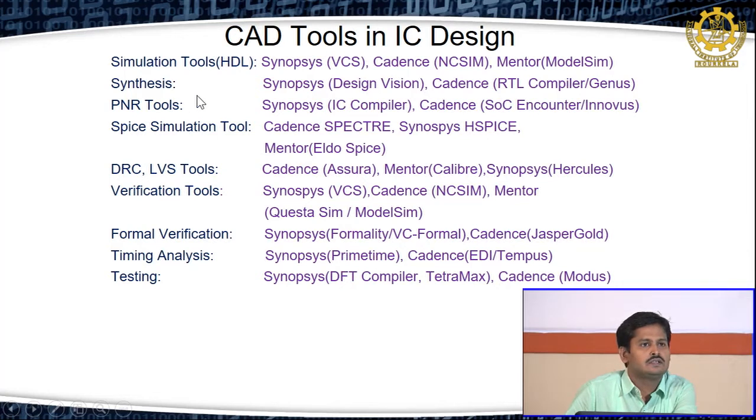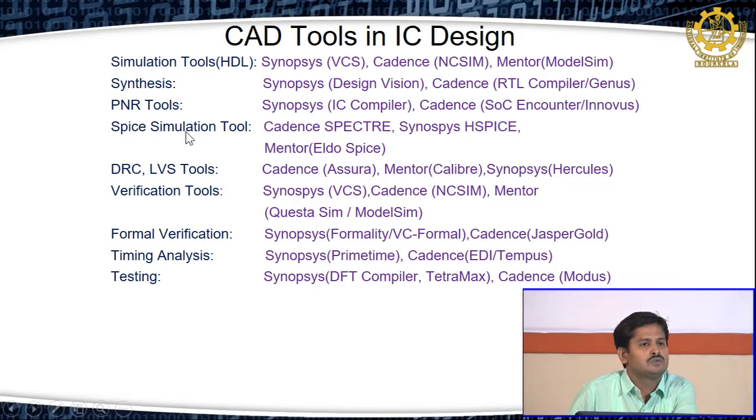Then for synthesis, where you want to create a gate level netlist out of RTL code, Synopsys has Design Vision, mostly used in industry, and Cadence has RTL Compiler, whose latest version is called Genus. Similarly, for place and route, Synopsys has a tool called IC Compiler, Cadence has SOC Encounter, followed by Innovus, which is the upgraded version of the Cadence tool available in today's market.